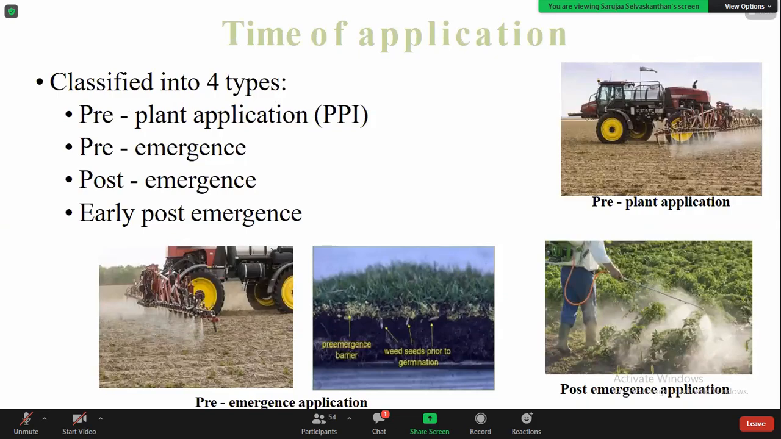Next one is post-emergence, the application of herbicides after emergence of the crop or weed. Next, early post-emergence, when the weeds that grow before the crop plants have emerged through the soil are killed with the herbicide. Next one is based on molecular structure. First one is inorganic compounds. Second one is organic compounds.